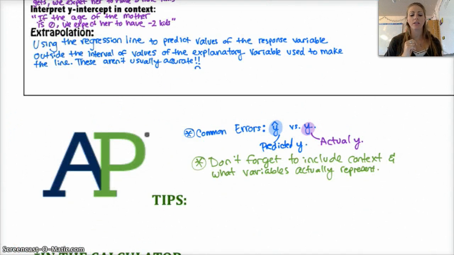Okay, 2 quick reminders, AP exam and my test tips. Common errors are people mixing up y hat and y. Y hat is the predicted y, y is the actual y. So don't mix those two up. And the other thing is don't forget to include context and what variables actually are representing. So if you use y hat equals mx plus b, say, hey, where x is blank and y hat is the predicted blank, just so that you have the context in your answer.